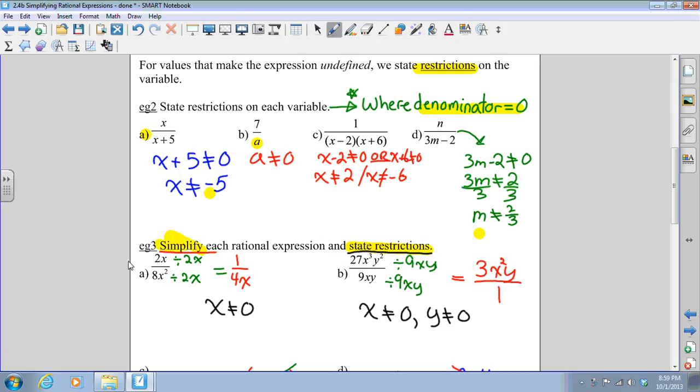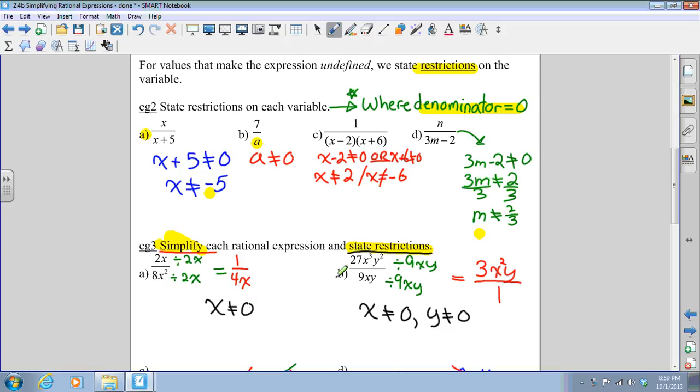All right, so looking at the first example, what goes into both the numerator and the denominator? Both can be divided by 2 and by x. So when we simplify that out, ladies and gentlemen, it's 1 over 4x, which means, how do we get the denominator to be 0 to state a restriction? Remember, x cannot equal 0.